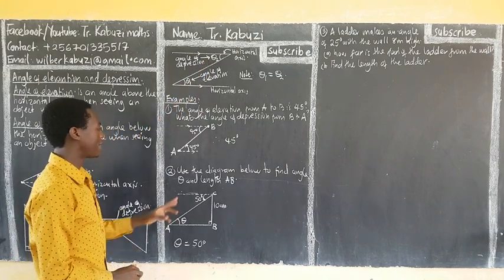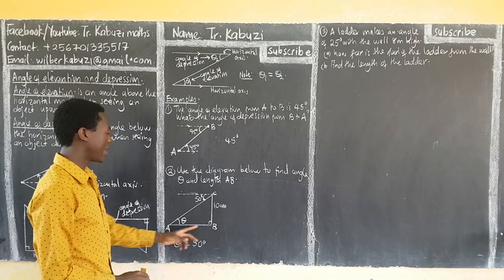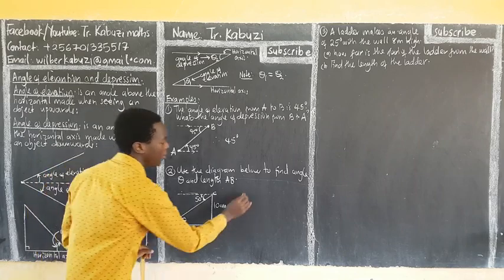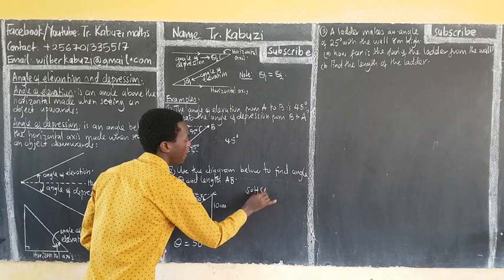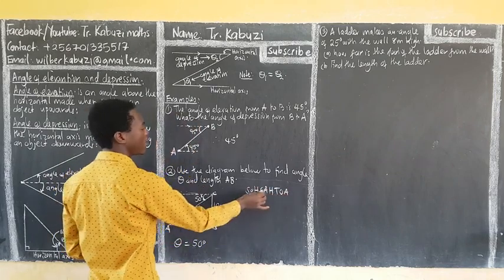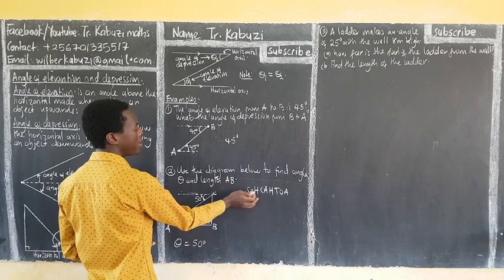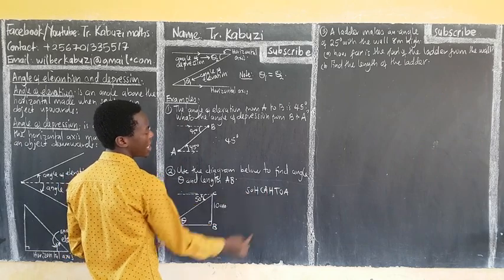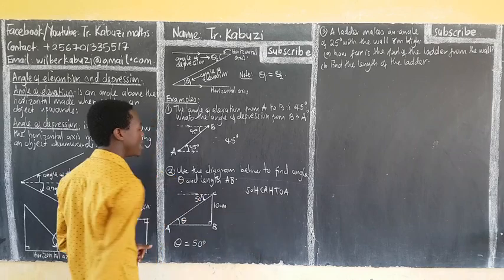Now they are also asking us to find the length AB. So what are you going to use? You just pull out your SOH CAH TOA, which stands for sine is opposite over hypotenuse, cos is adjacent over hypotenuse, tan is opposite over adjacent.